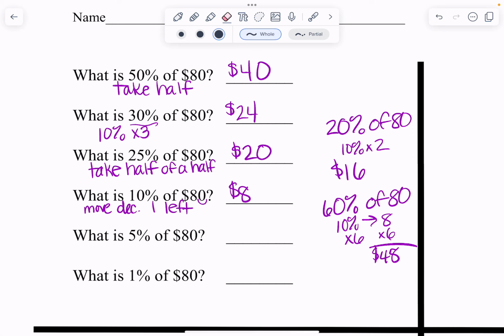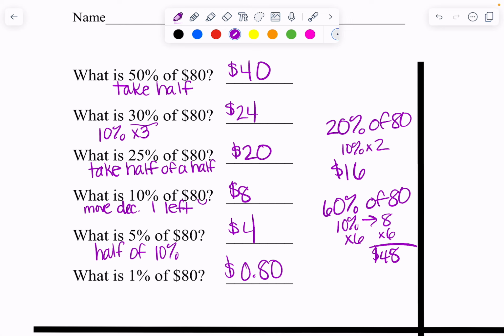5% of 80, this is half of 10%. So I know that 10% of 80 is 8, so half of that is 4. And 1% of 80, I'm going to move that decimal over twice and get 80 cents. So that's just a quick little recap on some percent shortcuts that are helpful. I'm going to actually show you guys one more example.